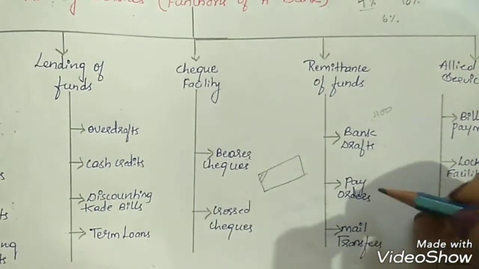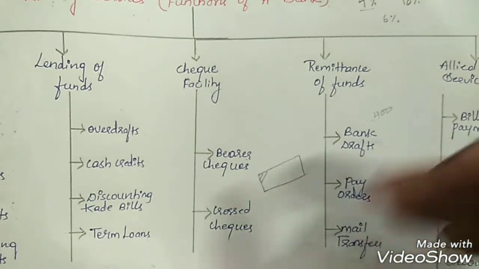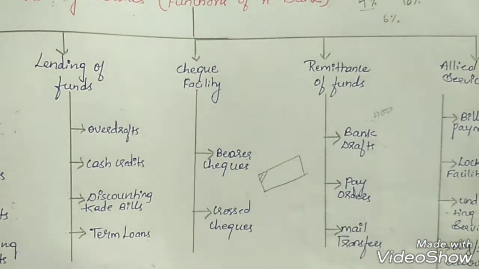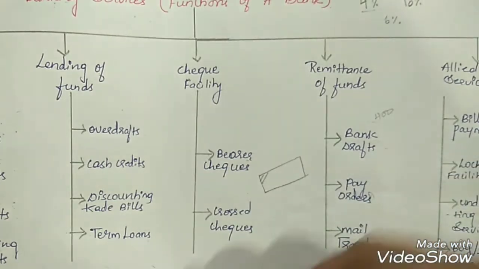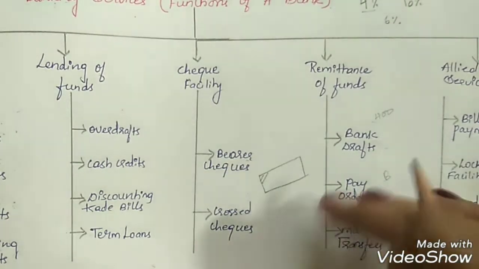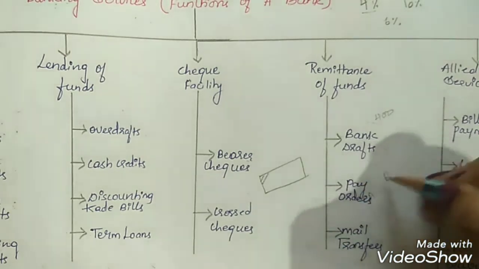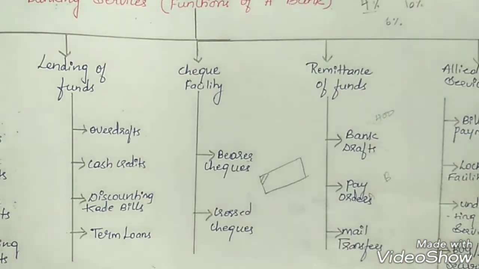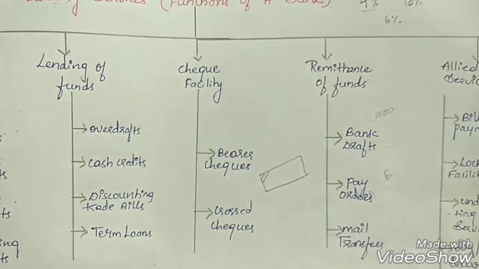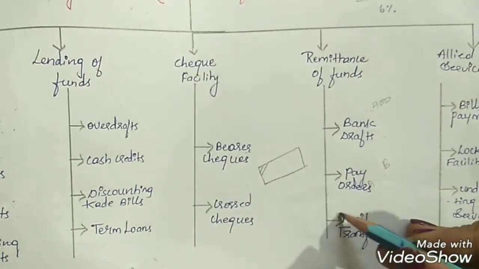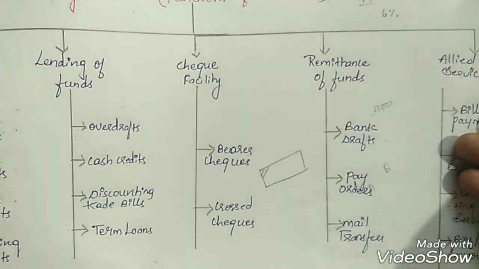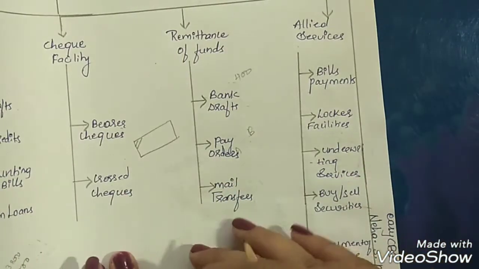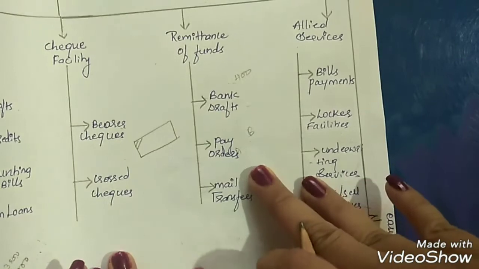Next, pay orders. Again this is issued by the banker. It will be issued by the banker on behalf of customers to the third party from whom we have to receive the amount. For example, I am A, I have to receive a certain amount from B. So the banker will give B the pay order to pay a certain amount to A. So that is what we call pay orders.